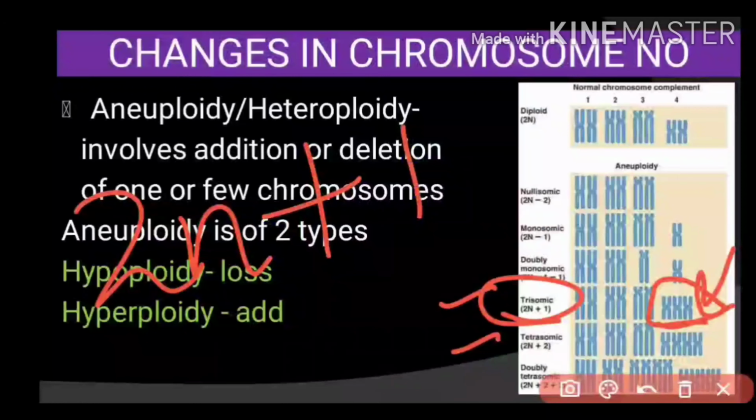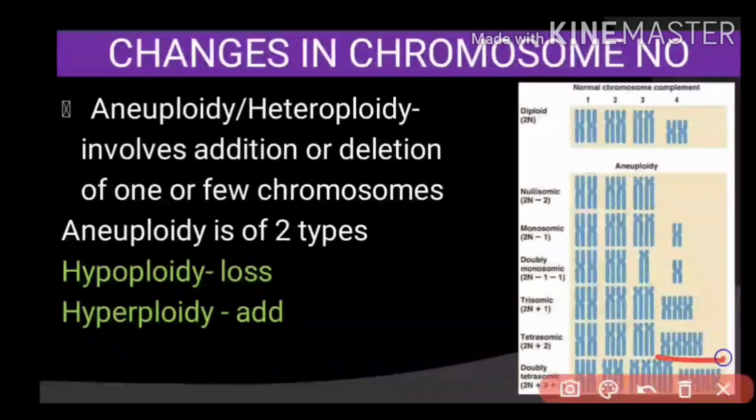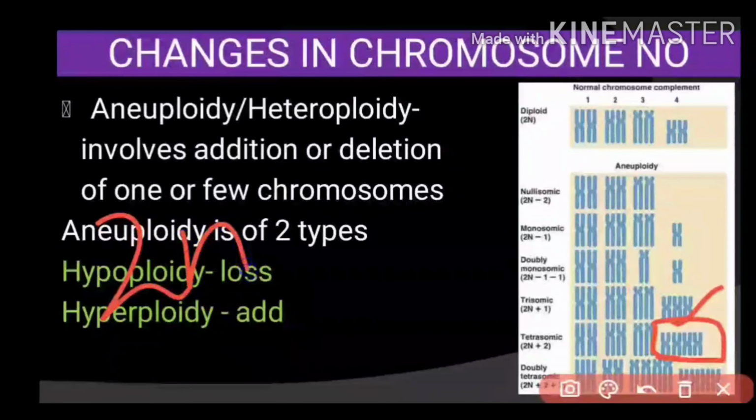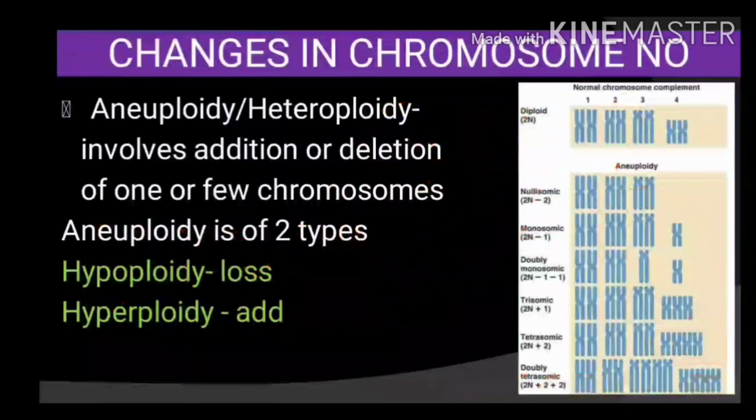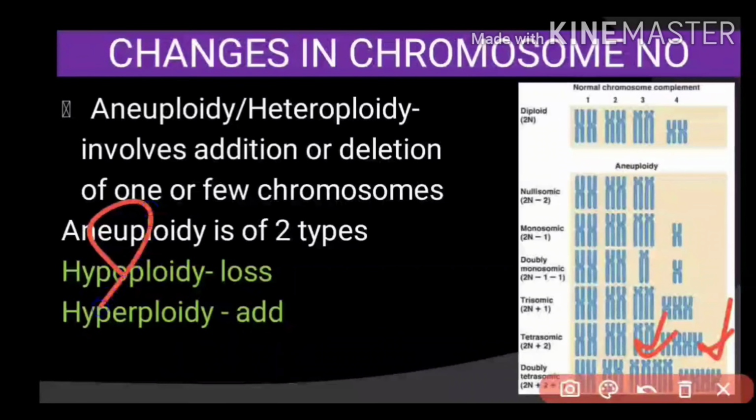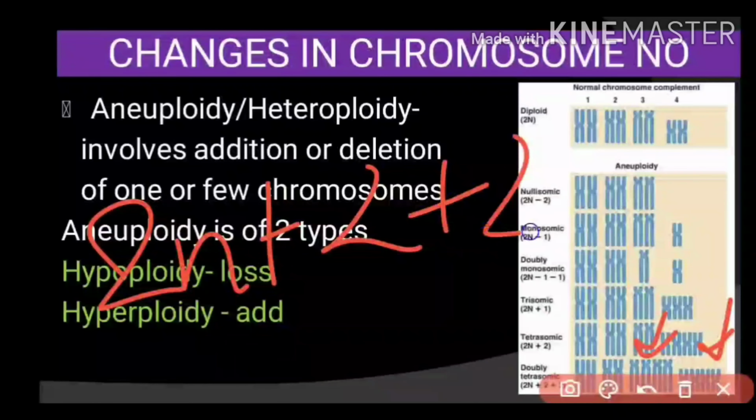In tetrasomy, there is addition of 2 chromosomes. So now here there are 4 homologous chromosomes. The situation is written as 2n plus 2. If it is double tetrasomy, then it is 2n plus 2 plus 2. At 2 places, 2 more chromosomes are added, here as well as in this place also. So the situation or composition can be written as 2n plus 2 plus 2.